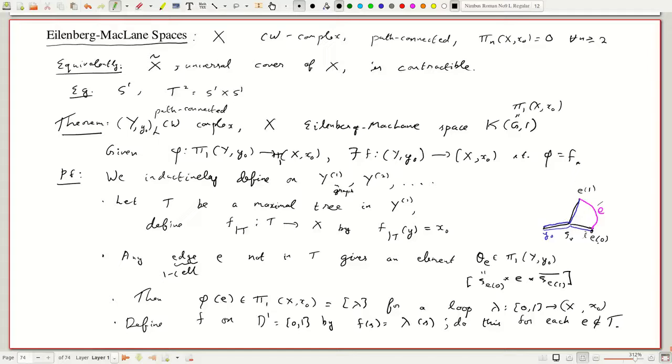So on each of the edges which are not in the tree, we extend the map from the boundary by looking at the image of the corresponding element in the fundamental group and taking a loop that represents that image. So this is our first major step. We have defined things on the one skeleton. Having done things correctly on the one skeleton, we'll see that the extensions are automatic, first to the two skeleton and then beyond that as well.